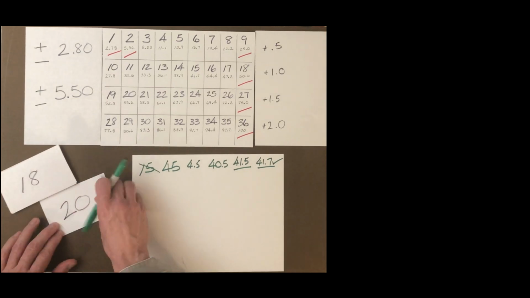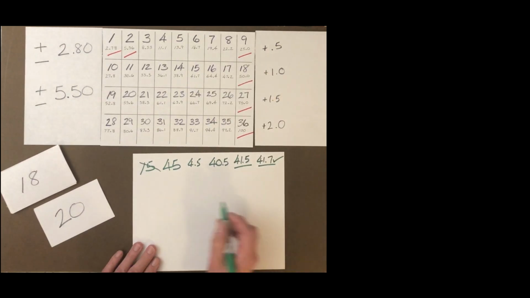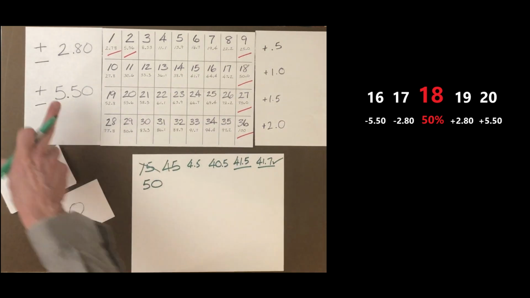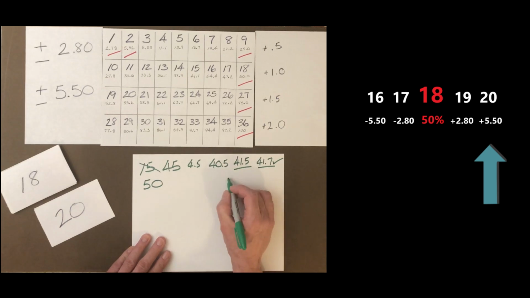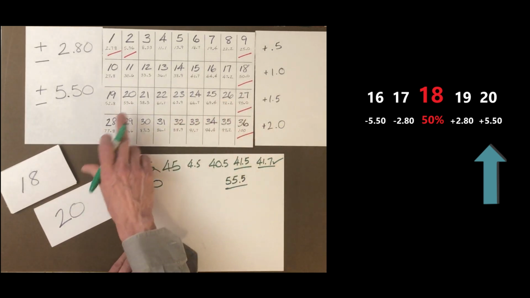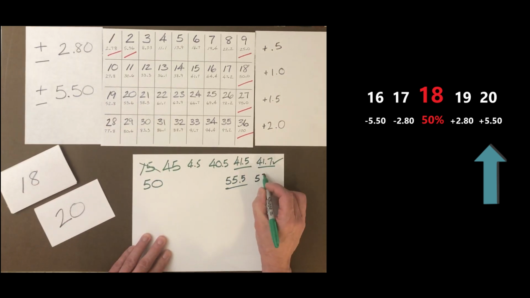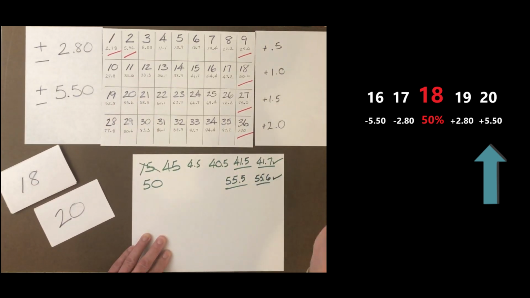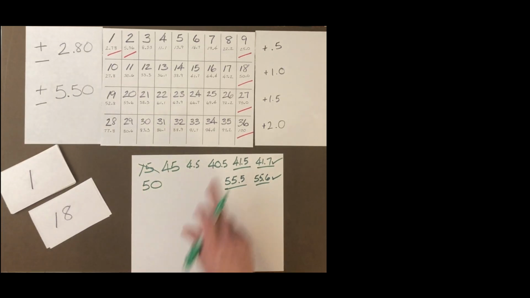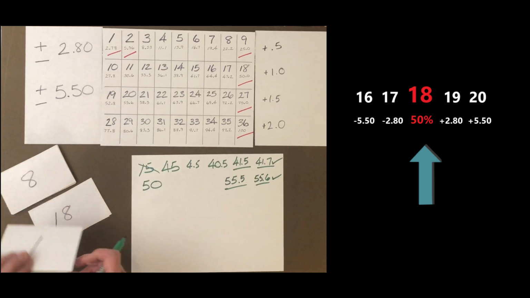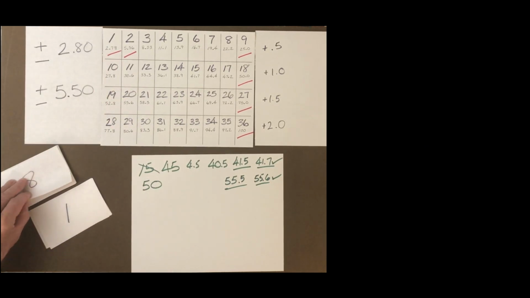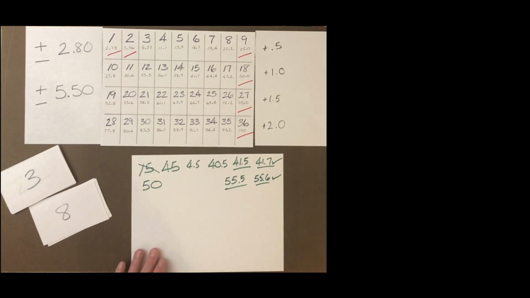Next number is 20. Now that's near 18. We know that 18 is 50%. This is 2 more, so all we have to do is add the 5.5, gives us 55.5. The actual answer is 55.6. Easy. 18. We know that one. 50%. 1. We know that one. 2.8%.